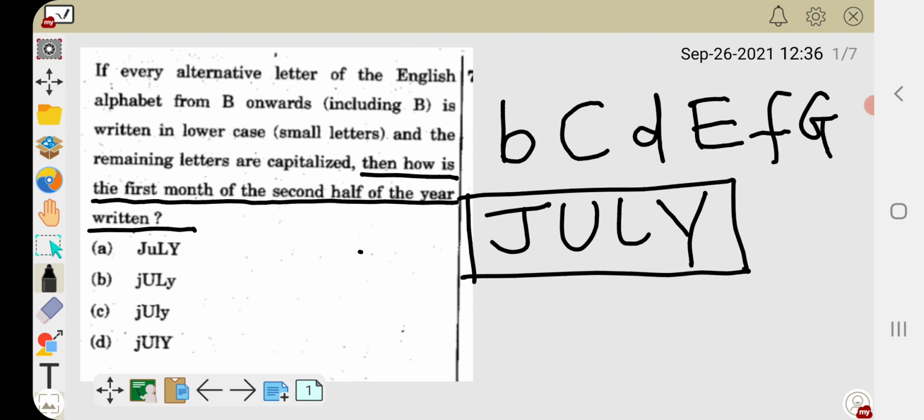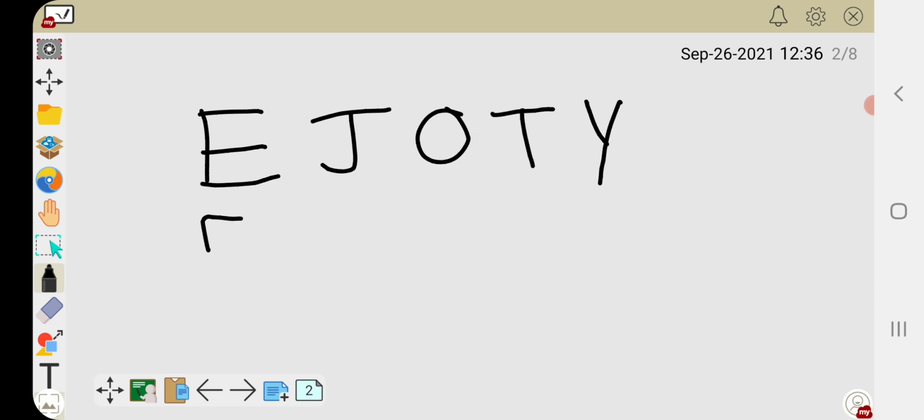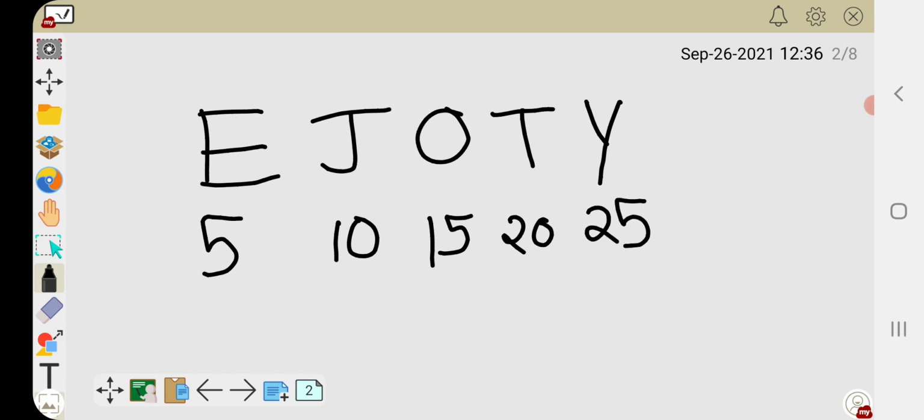Now how to decode July? Now I will tell you one short trick. We should know HOT. HOT means 5, 10, 15, 20, 25. This is a short trick. If we remember HOT is equal to 5, 10, 15, 20, 25, then we can easily write the numbers for all the alphabets in the English language from 1 to 26.